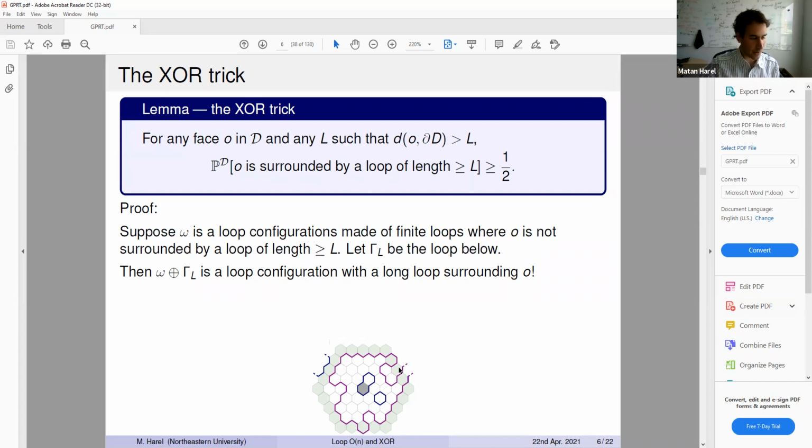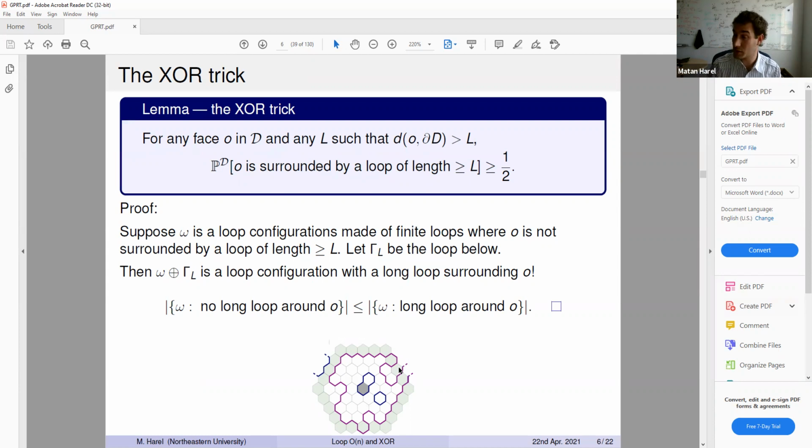Now, the thing is, XOR is an involution. That is, if I take omega, XOR with a given loop, and then XOR again, I come back to where I am. And that means that the map from the set of all configurations without a loop surrounding to the set of all configurations that do have a long loop surrounding us is an injection. And the combinatorial consequence is that the number of configurations with no loop is smaller than or equal to the number of configurations with loops.